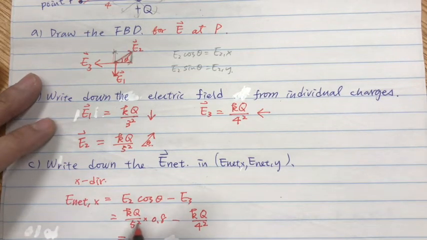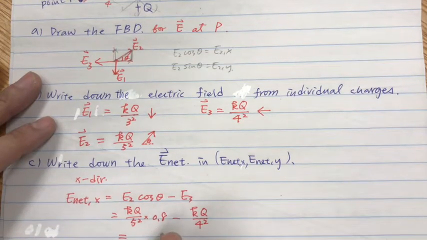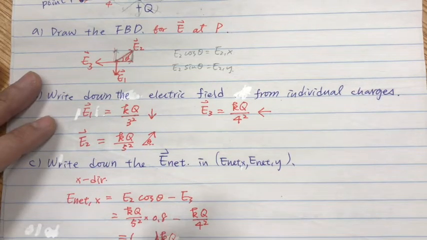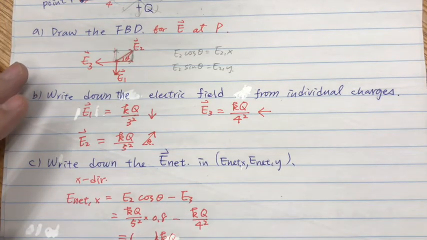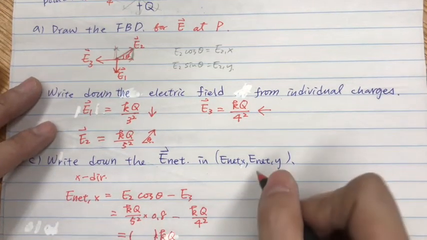So if I figure out this math, simplify this, I will get KQ, because both of them have a KQ, times 0.8 divided by 25 and minus this. So I'll come back to this number.